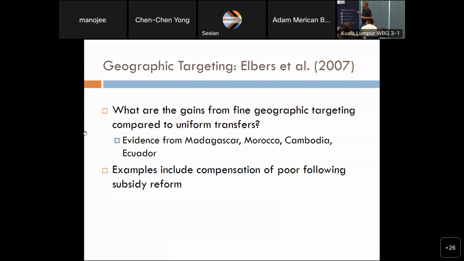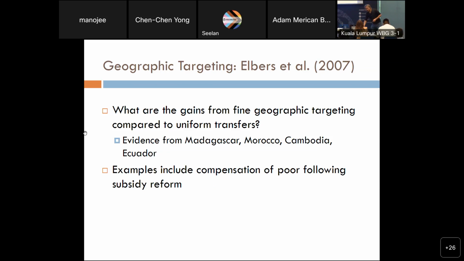Okay, so before we actually get to the methodology, I wanted to include a little bit more on the targeting. So you brought up targeting, for example, following something like a subsidy reform, right? And so Chris Elbers and his co-authors published a paper in the Journal of Development Economics in 2007, where the whole purpose of the paper was to see how valuable is having a poverty map for targeting purposes, right?